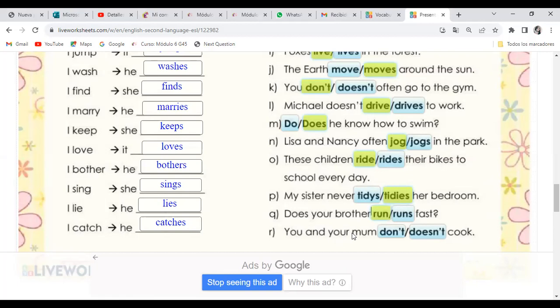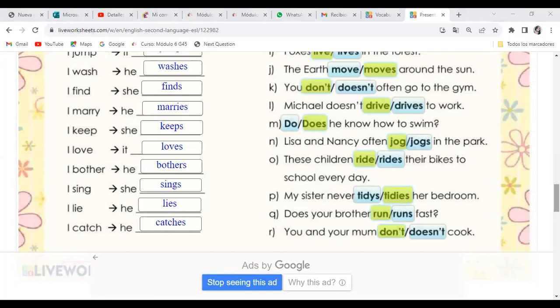And the last one, you and your mom don't or doesn't cook. Vean, aquí estoy hablando de ti y de tu mamá. You and your mom don't or doesn't cook. Any idea, guys? Well, in this case, como estoy hablando de ti y de tu mamá, pues son ustedes, ¿no? Entonces, podríamos sustituirlo por you y yes, done. Excellent. Yes, Felix and Carolina, very good.